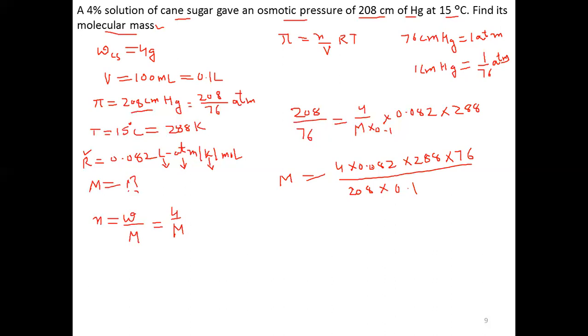So it comes out to be 345 grams. So now we know the molecular weight of sucrose. Its actual weight is 342 and the weight calculated from experiment is very close to the real value. So this is the calculated molecular weight. It is 345 grams. That is how we can calculate molecular weight of an unknown solute from osmotic pressure. So this was the application of osmotic pressure.